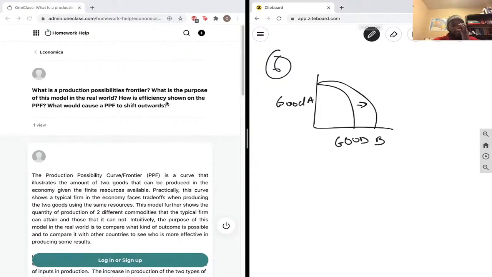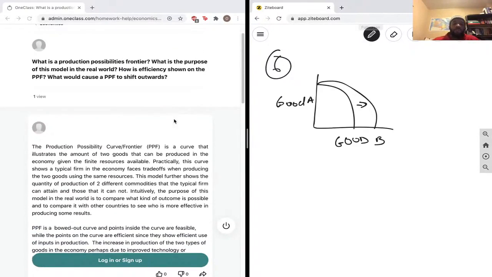So we know the definition of the production possibilities frontier, and the purpose of it in the real world. Efficiency is shown in the PPF. So let's just say this is the original one. So we know this is good A, this is good B. Your efficiency is only shown on this curve when the point is on the actual curve. If you're producing a combination of both goods here, then you're not being efficient, because you could either produce more of good A or produce more of good B or produce more of both.